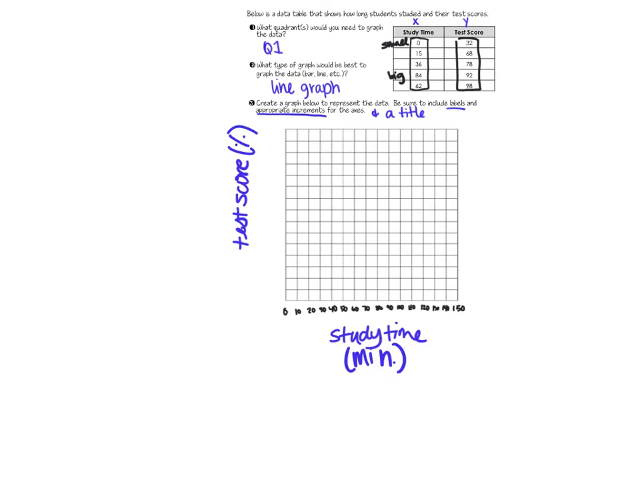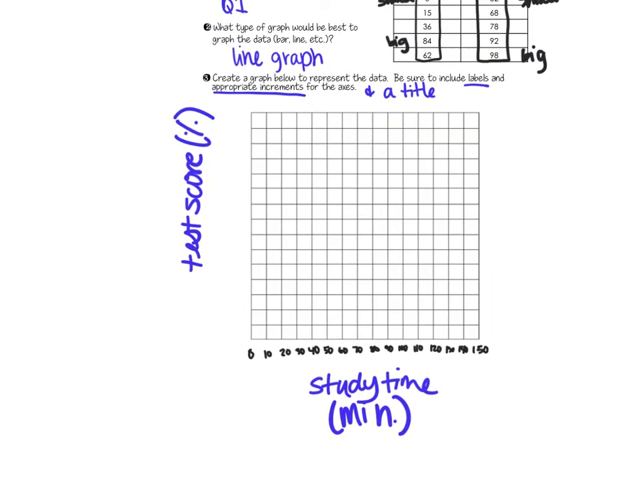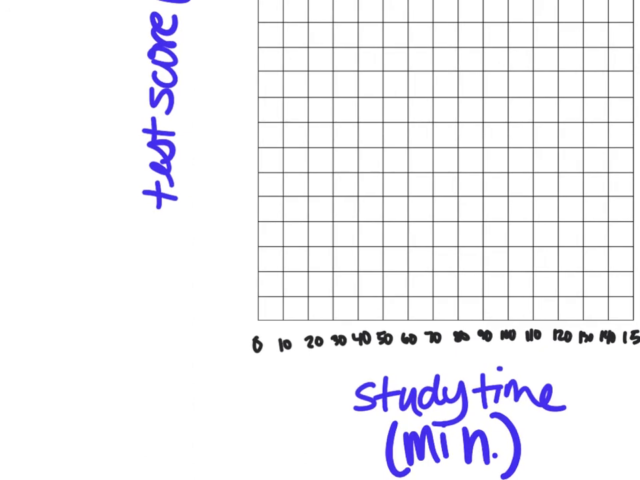Okay, now test scores. Let's look at the y-axis. It starts at 32 as the smallest, and 98 is the biggest. Okay? So we have 15 spaces still, right? I'm going to show you one thing. You do not have to do it on this graph, but does anyone know what this means? It means you go from 0 to a bigger number. It means you skip those. It's called a break, okay?